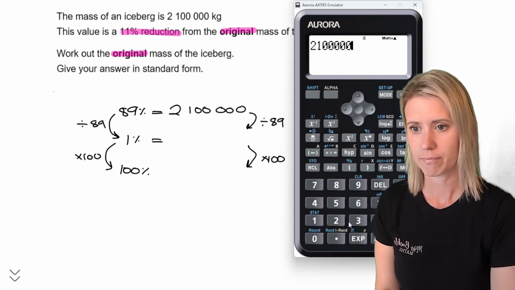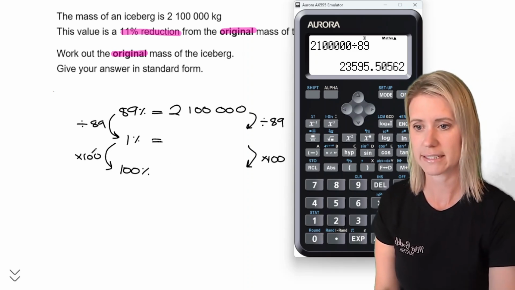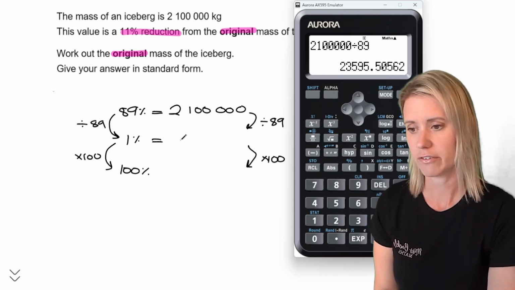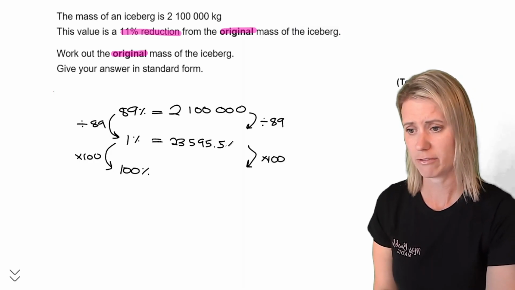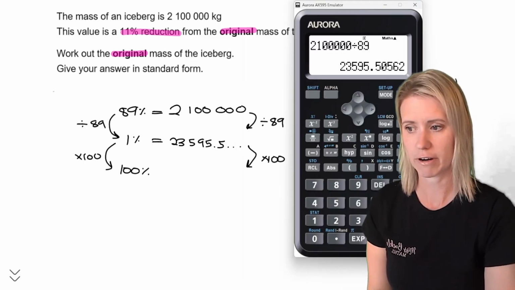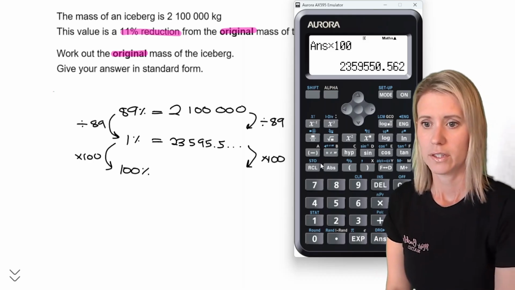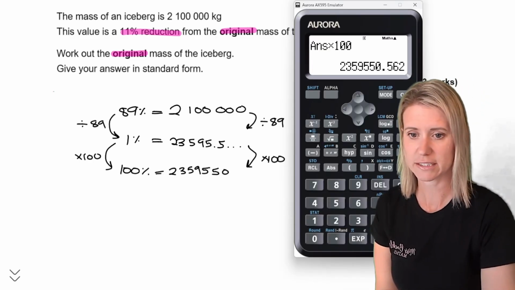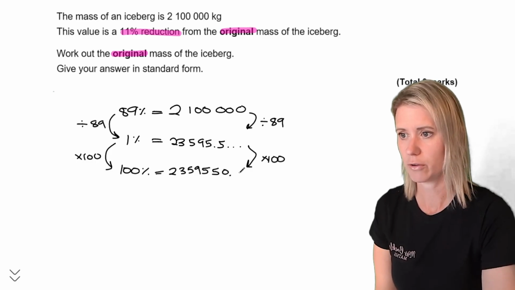2,100,000 divided by 89, there's my 1%, 23,595.5, once again, dots to show that we haven't rounded it off, times it by 100. Okay, and the decimal was 0.562, so 0.56.